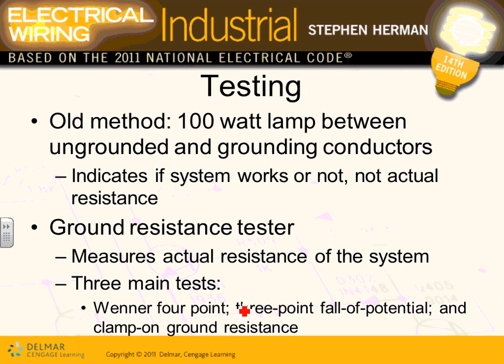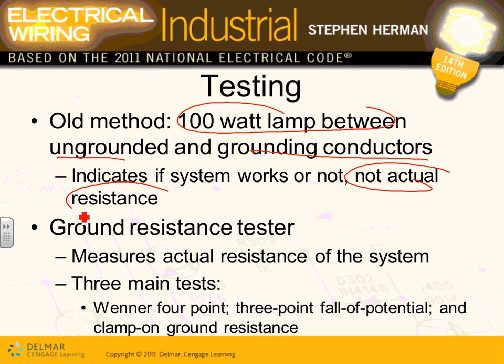In the old days, what they used to do, I don't know if I have the picture here. Okay, I'll have the picture. In the old days, guys, they used to have a 100-watt lamp between the ungrounded conductor and the grounding conductor. And if this light is bright, the grounding system is good. I've done that a couple of times. You take a hot 120 and take it to the ground rod and disconnect the ground rod from the grounding system. And is the light on, fully on? Yep, good system. So it's kind of a rule of thumb. Is it good or not? It doesn't give you a lot of information, though. No actual resistance is measured.